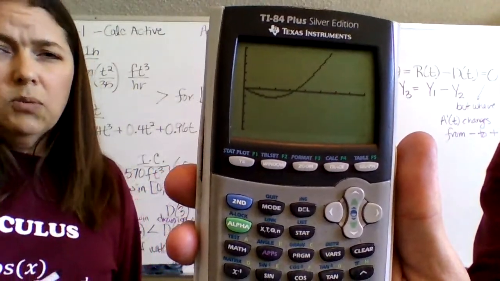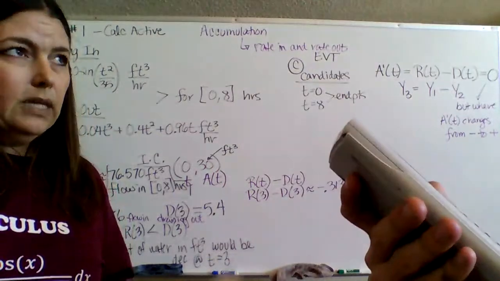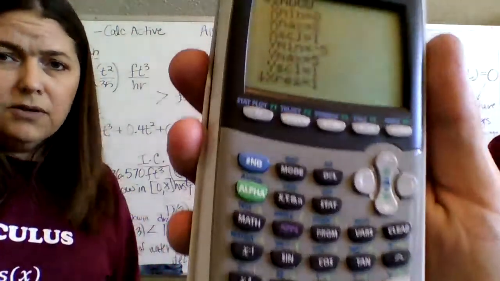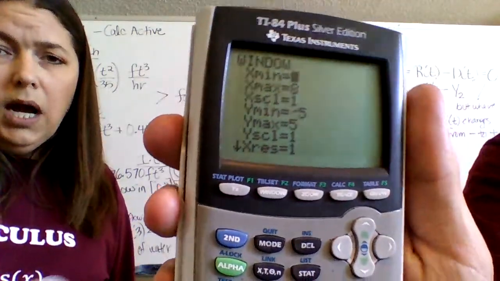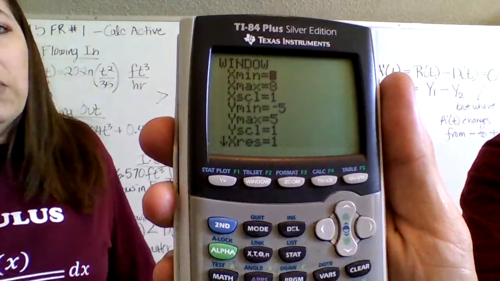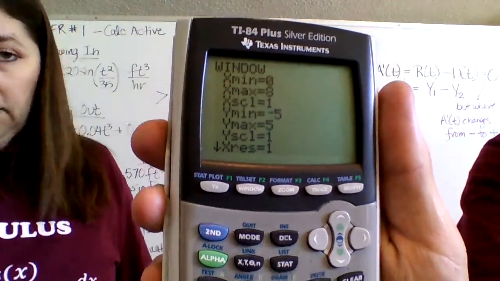So do you want to show them the window, Mr. Herney? Yep. If you didn't set up a window, oh my goodness, you guys, they're telling you the time. They're telling you the x's. It's 0 to 8 going by ones. I made my window negative 5 to 5 for the y's going by ones because I thought, well, I want to find where the x-intercept is, or the time is equal to 0.